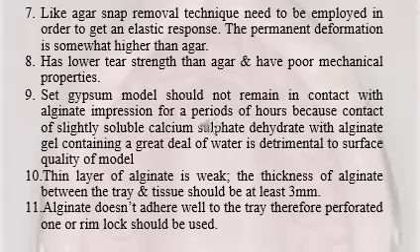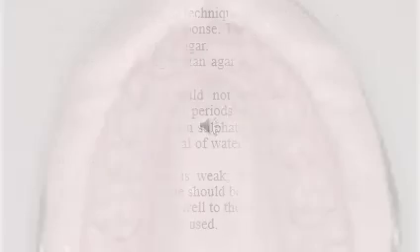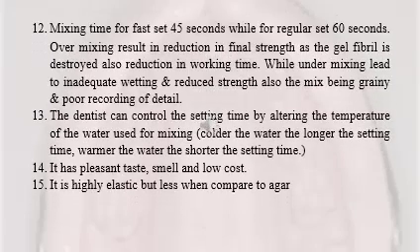10. A thin layer of alginate is weak. The thickness of alginate between the tray and tissue should be at least 3 mm. 11. Alginate does not adhere well to the tray, therefore a perforated one or rim lock should be used. 12. Mixing time for fast set is 45 seconds, while for regular set 60 seconds.